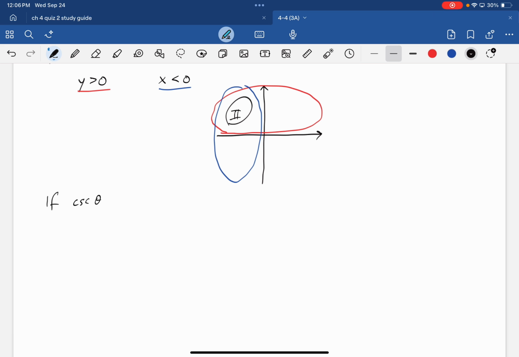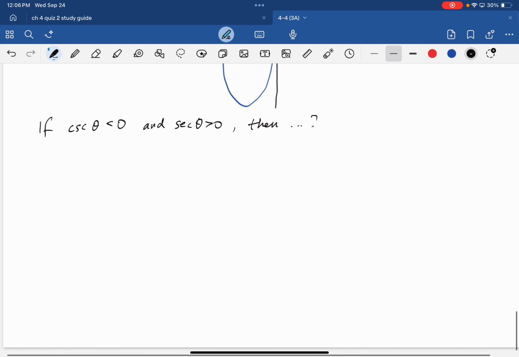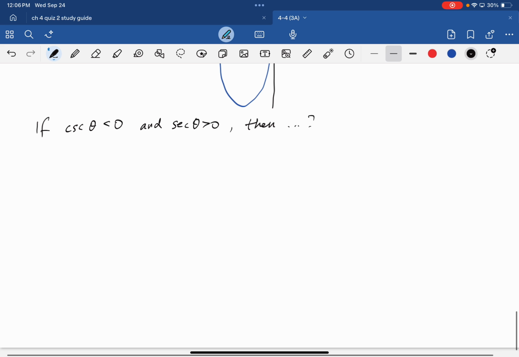If cosecant of theta is less than 0 and secant of theta is greater than 0, then where is theta? Is a question like this going to be on the quiz? Yes, 2.5 points each.